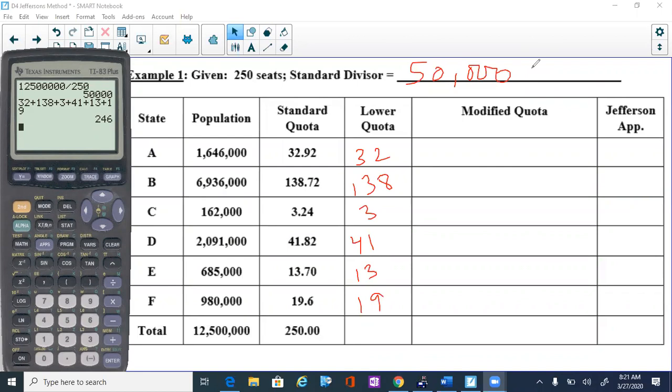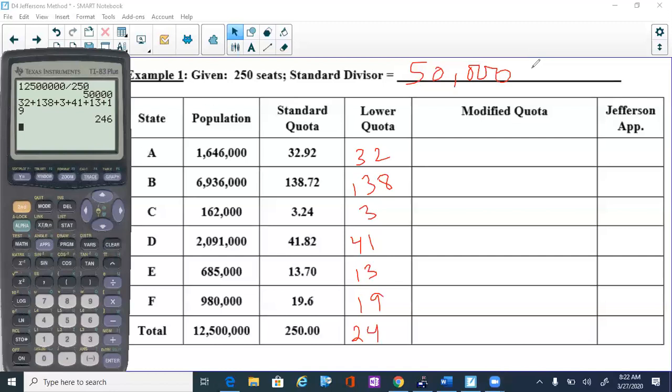I found the standard divisor to be 50,000, which is the 12,500,000 divided by the 250, the total number of seats. Then we divided each one of those populations by 250 to find those standard quotas. I rounded it down for you for the lower quota for each one of them, just to make things a little bit quicker on the computer. The total sum of that line comes out to be 246.